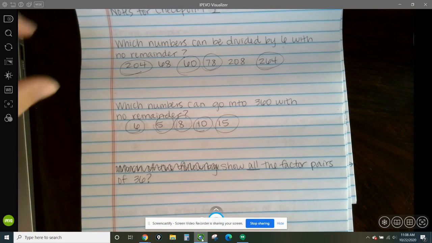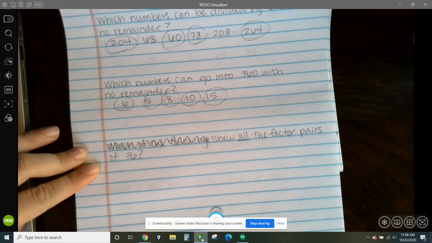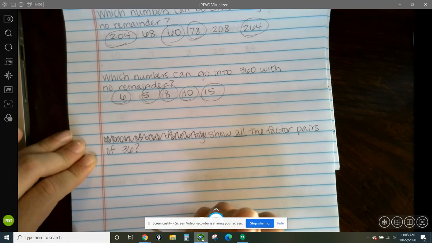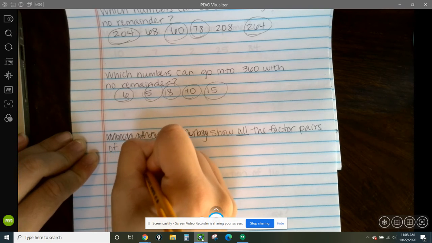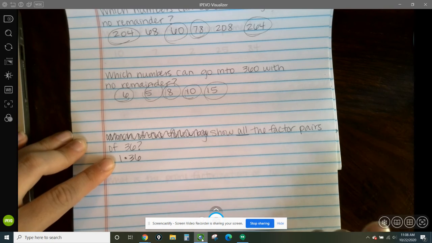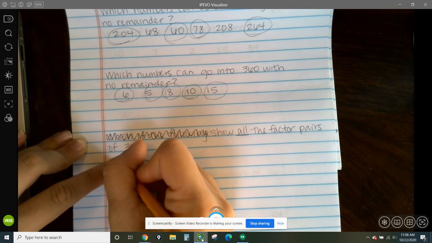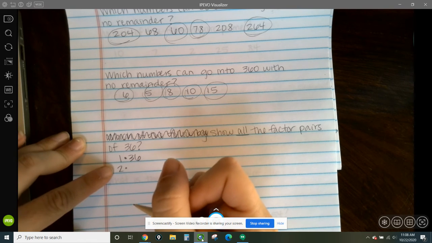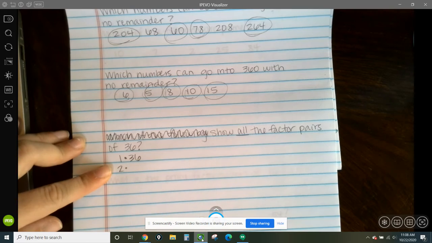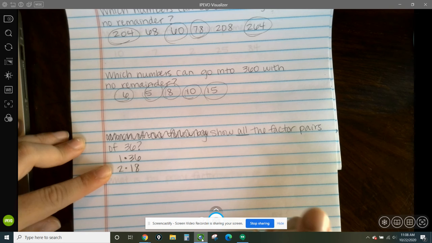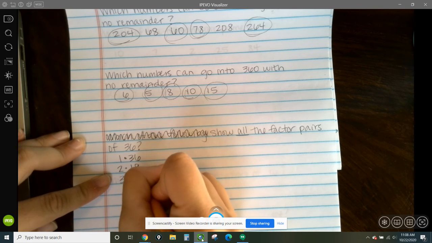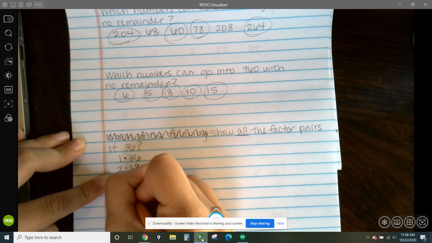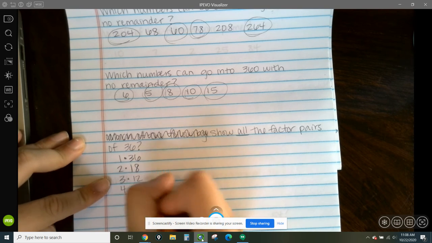Okay, last, show all the factor pairs of 36. What this means is, what can you multiply together to equal 36? Well, you can always start with 1, right? 1 times 36, of course, equals 36. What else? Let's try 2. I like to just go in order and see what works here. 2 times what equals 36? 18. 2 times 18 equals 36. Let's try 3. Let's just keep going down here. 3 times 12 equals 36. How about 4? 4 times 9 equals 36.